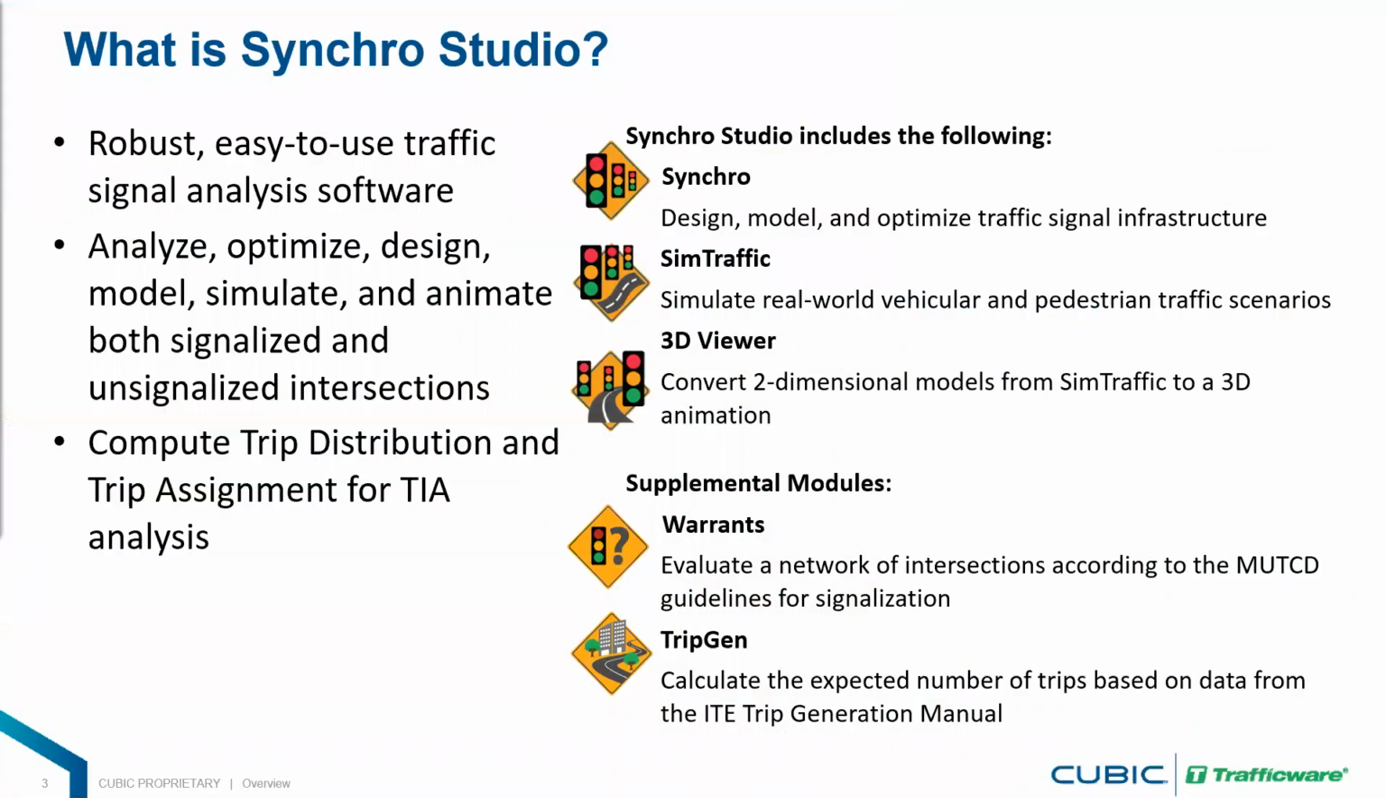So what is Synchro Studio? Synchro Studio is a robust, easy to use traffic signal analysis software. Here I mentioned traffic signal analysis software because this is what Synchro was originally made for. However, today we do support signalized intersections, unsignalized intersections, and roundabouts. Unsignalized intersections include all-way stop and two-way stop control intersections. Synchro allows you to analyze, optimize, design, model, simulate, and animate both signalized and unsignalized intersections.